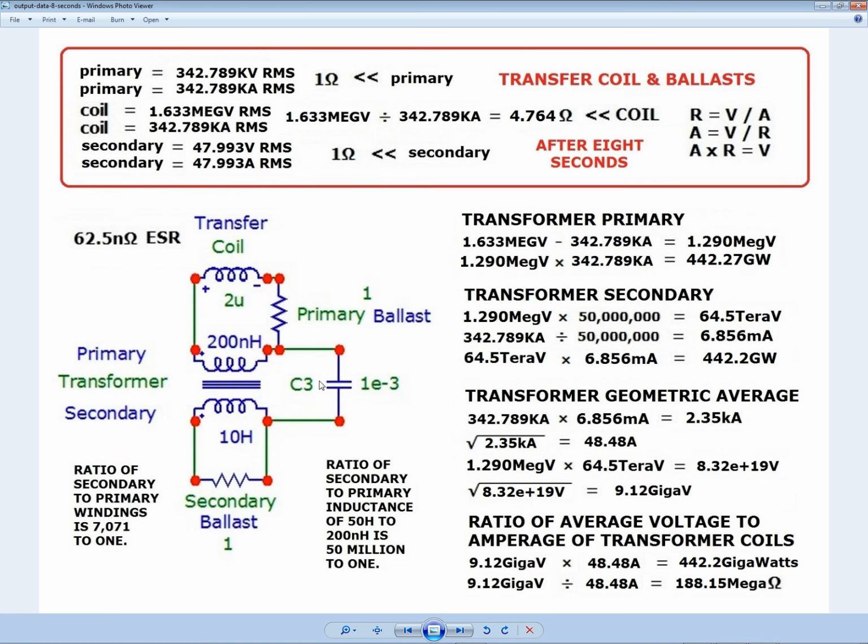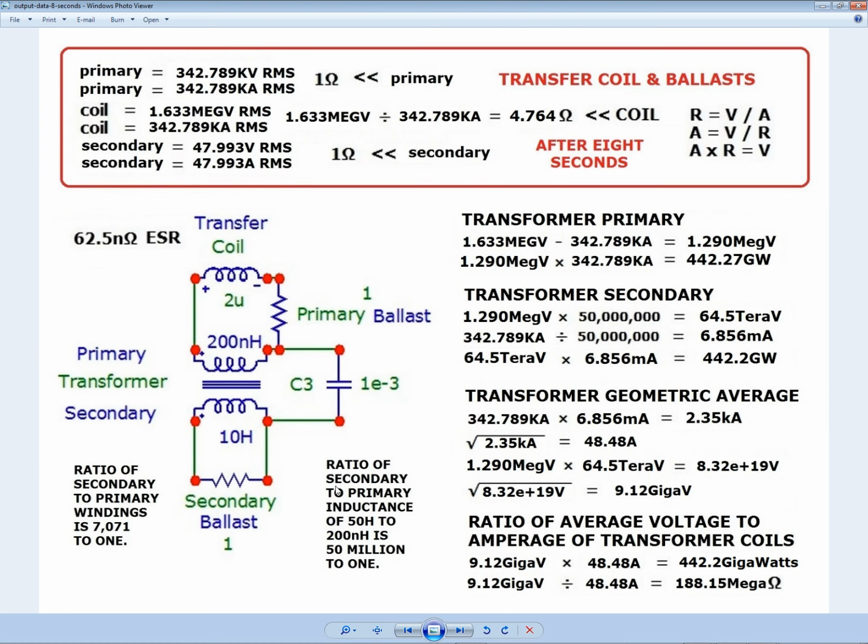I simply said, okay, well, the inductance here is 50 million times less than the inductance over here, so I'll just multiply the voltage by 50, because this is a step-up transformer from primary to secondary, and divide the amps by 50 million, and I'll get the 64.5 teravolts and the 6.8.5 milliamps on the secondary side, and I'll leave it at that. I don't know. What do I know?